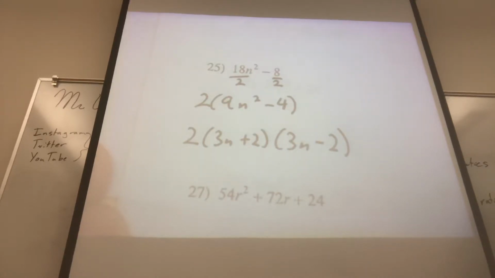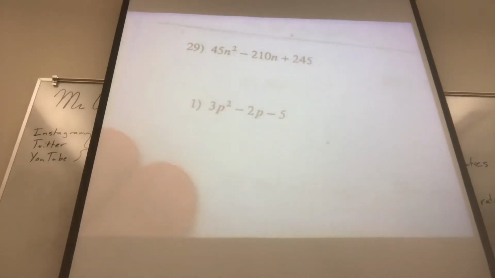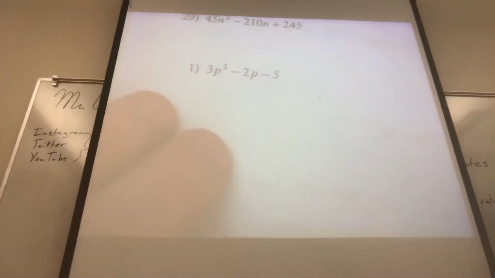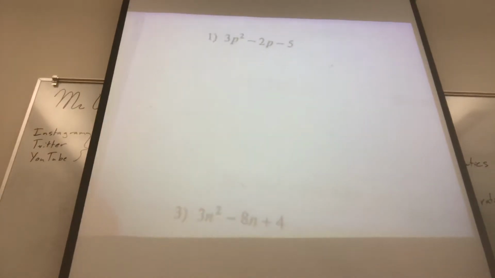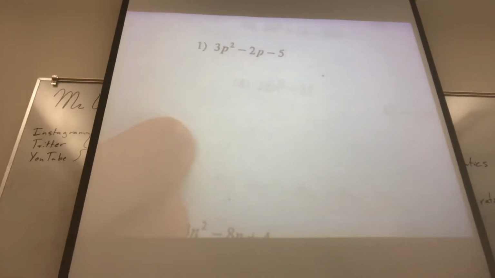Okay? Now, I'm going to skip down to one of these down at the bottom. There's plenty like this one on here, but none of the others have quite as much room to work. So that's why I'm using this. If we have a number in front of that x squared out front, the other method of saying, okay, what's going to multiply to make the last one and add together to make the middle one is not going to work anymore. So what you have to do here is use the MAD method.